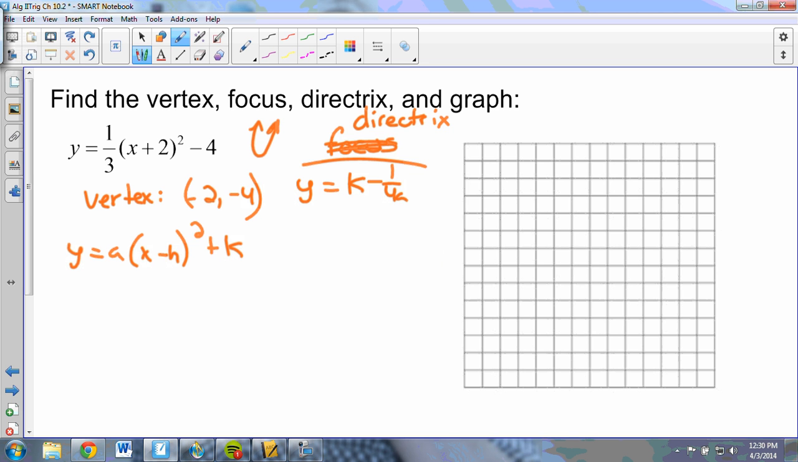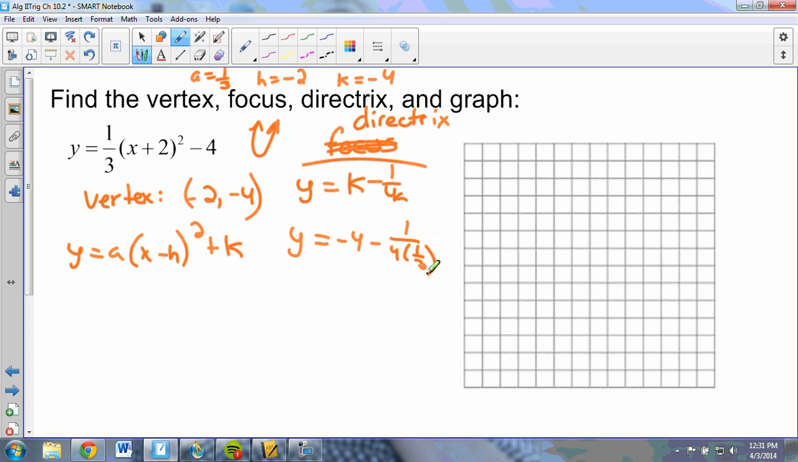So, y equals k minus 1 over 4a. I'm going to do a is 1/3, h is negative 2, k is negative 4. Writing out a, h, and k first is so helpful. I'm going to do negative 4 minus 1 over 4 times 1/3. How do I deal with that mess of a fraction?